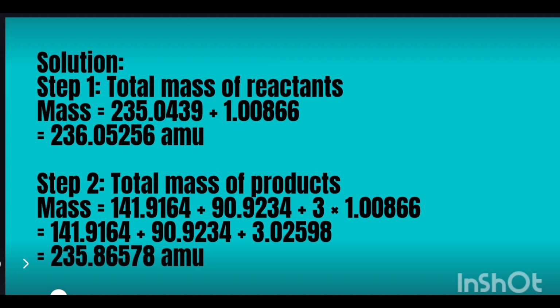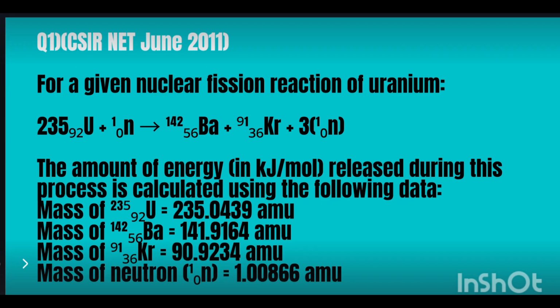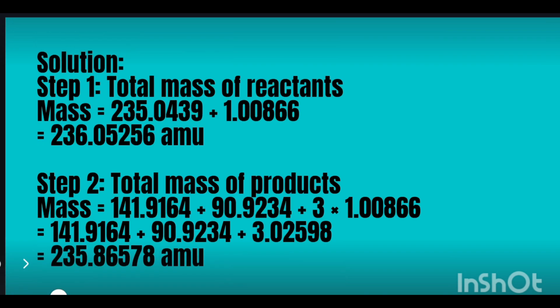In step 1, you have to calculate the total mass of reactants. The reactants are uranium-235 (92) and a neutron. The data has been given for this. So the mass is equal to 235.0439 plus 1.00866. So the answer will be 236.05256 amu.